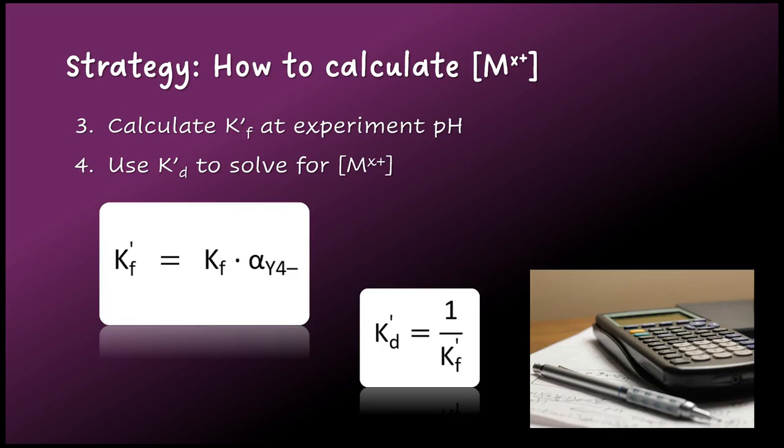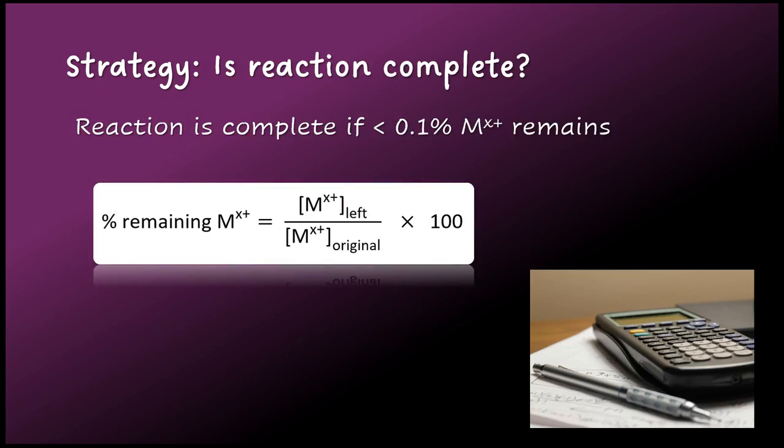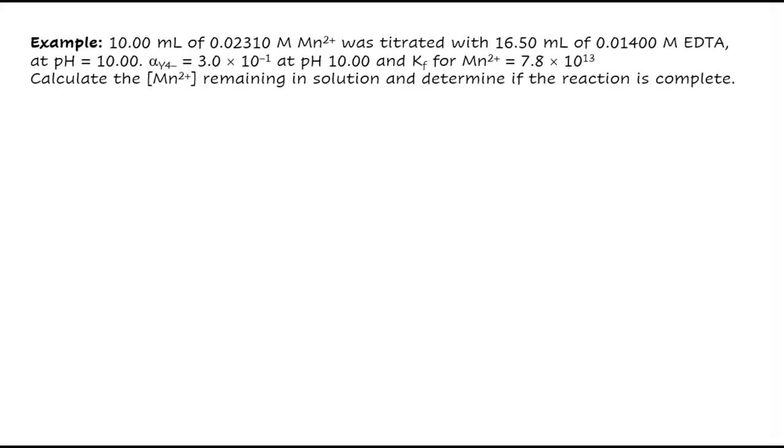We also need to calculate the value of K'd. So first, we'll calculate K'f, the conditional formation constant, using alpha at the given pH and Kf for the metal ion. Then we can take the inverse of K'f to get the value of K'd. To determine if the reaction is complete, we calculate the percent of Mx+ remaining to see if it is less than 0.1%. Here we take the molarity of Mx+ remaining in solution and divide by the original molarity of the metal ion times 100. So let's take a look at our example.